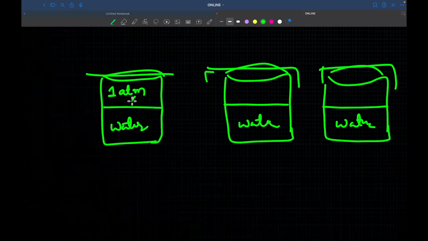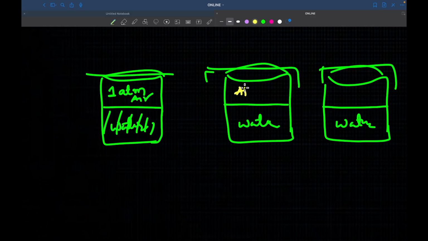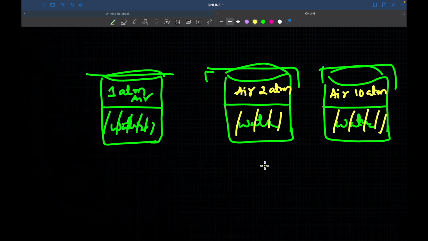So this is liquid and this is the air. Here you have got air. Here it is kept at 2 atm. This is of course liquid. Here the air is kept at 10 atm. So where do you think the air is most dissolved in water?